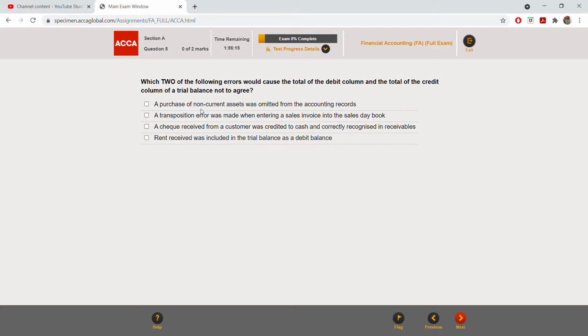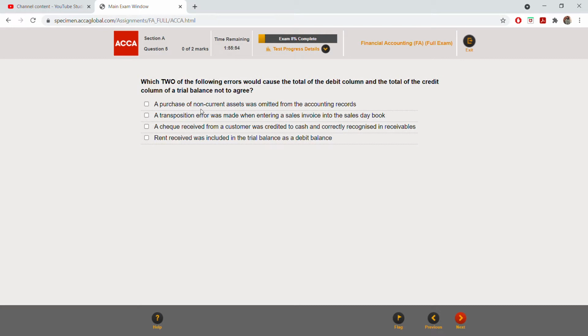A purchase of non-current asset was omitted from the accounting records. See, omission does not, the balance might be different, the total amount might be less or more, but both sides will be balanced. Because when it's omitted, it means neither it is omitted on the debit side, neither on the credit side. Totally it is omitted, so it will not make it differ. So the first one is not correct.